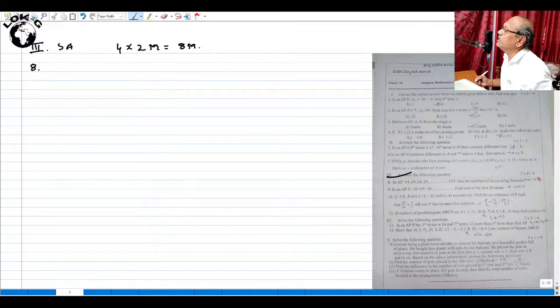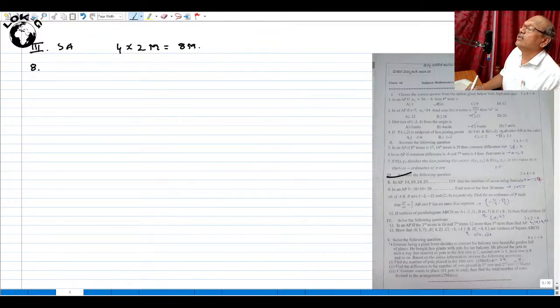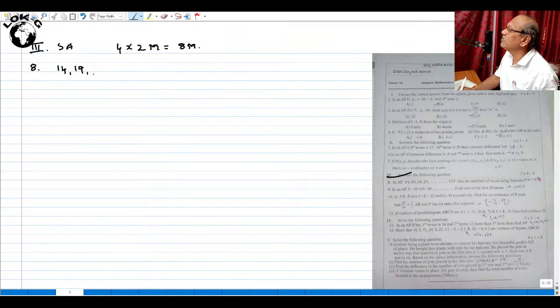Here you are given an AP. In an AP 14, 19, 24, 29, and so on up to 119, find the number of terms using the formula. First of all, you write the AP. 14 plus 5 is 19. You can observe the common difference is 5. While noting down the question only, you can plan. 24 plus 5 is 29, and so on up to 119. This is what is given to you.